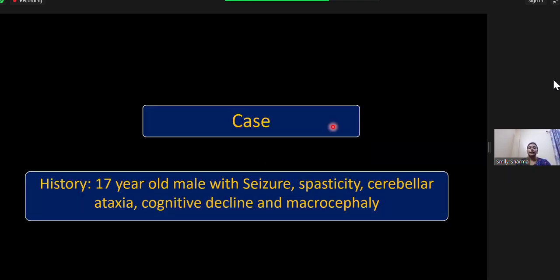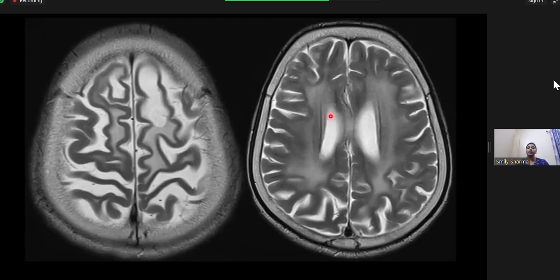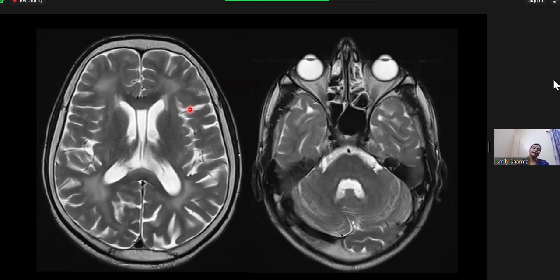So we see another case of a 17-year-old male with seizures, spasticity, cerebellar ataxia, cognitive decline, and macrocephaly. So we see certain characteristic features. We see that there is almost diffuse white matter involvement. But apart from that, we are seeing the involvement of cysts. Yes. So it is a case of Van disease, that is megalencephalic leukoencephalopathy with subcortical cysts.